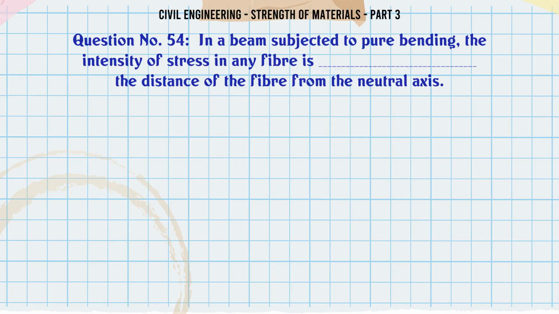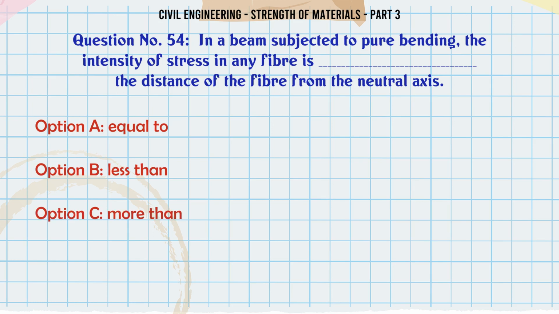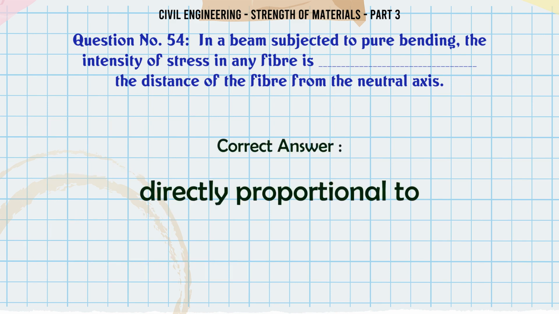In a beam subjected to pure bending, the intensity of stress in any fiber is the distance of the fiber from the neutral axis. A. Equal to, B. Less than, C. More than, D. Directly proportional to. The correct answer is directly proportional to.